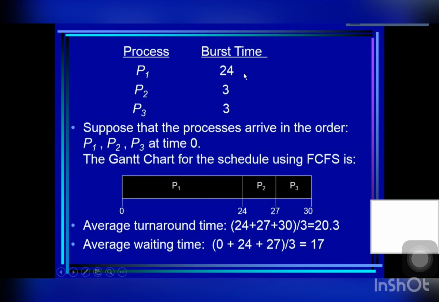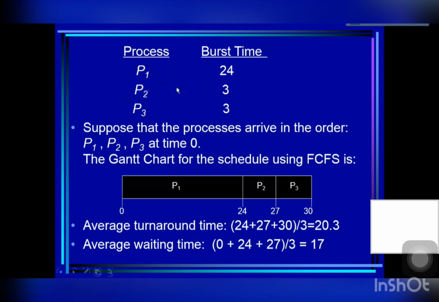Consider the following set of processes that arrive at time 0, with the length of CPU burst time given in milliseconds. So we have 3 processes, P1, P2, P3. The Gantt chart for the scheduling using first come, first served is, you can see the Gantt chart. You must draw it.